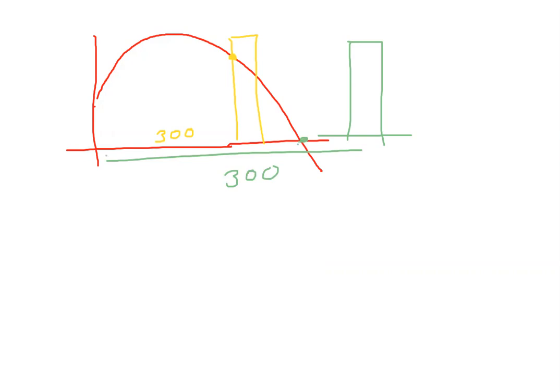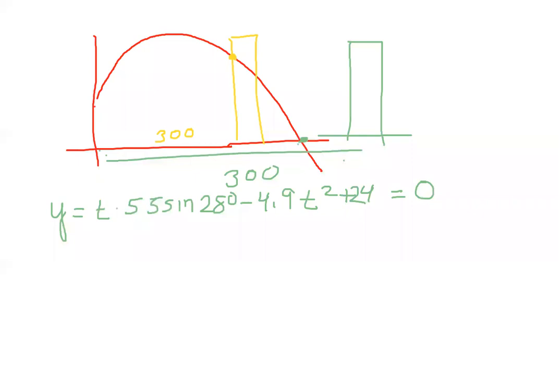So we need to know when it hits the ground, is it shorter than 300 or longer than 300 when it hits the ground? So let's see how long it takes to hit the ground. So we're going to say, y equals t 55 sine of 28 minus 4.9 t squared plus 24. We want to know, when does that equal 0?